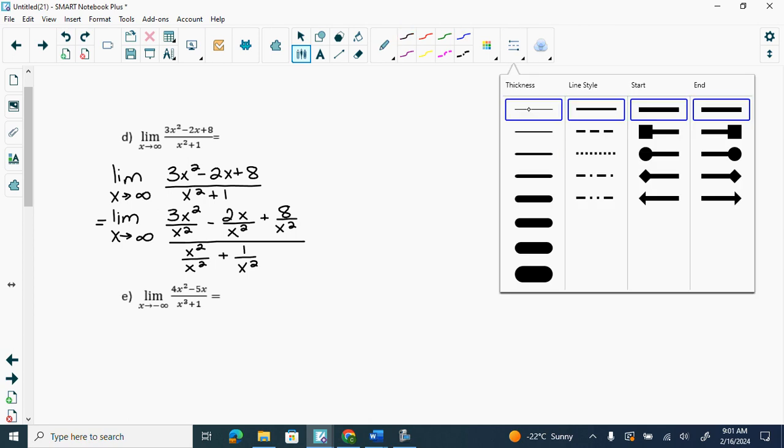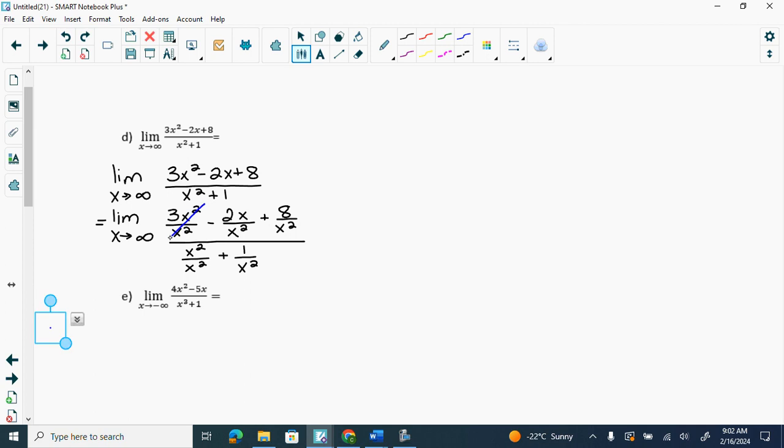Then I simplify. So x squareds cancel here, and I'm left with equal to the limit as x approaches infinity of 3 minus, this x cancels off one of those, so minus 2 over x plus 8 over x squared, nothing canceled there, all over, these both cancel and I get a 1, plus 1 over x squared.